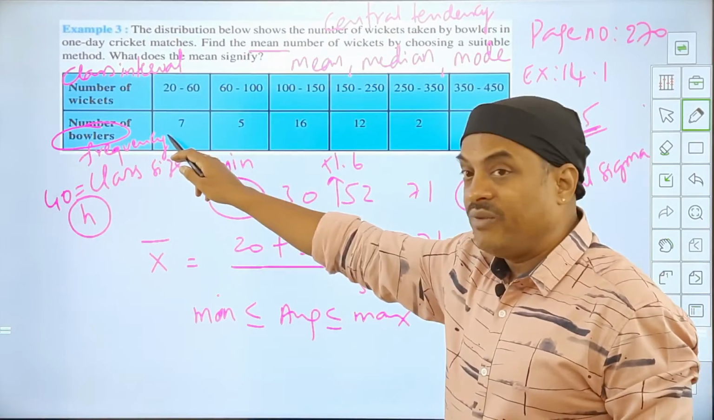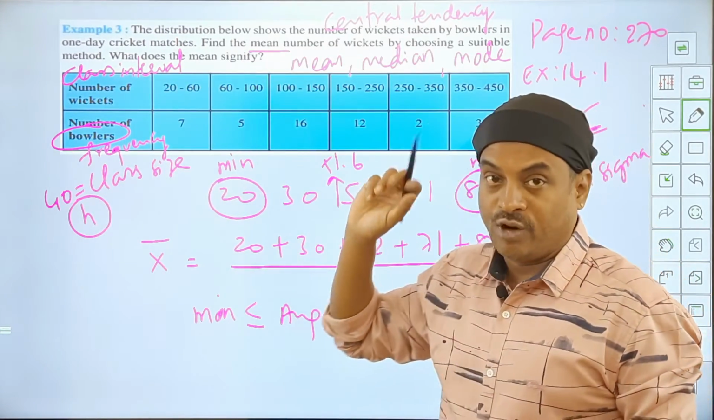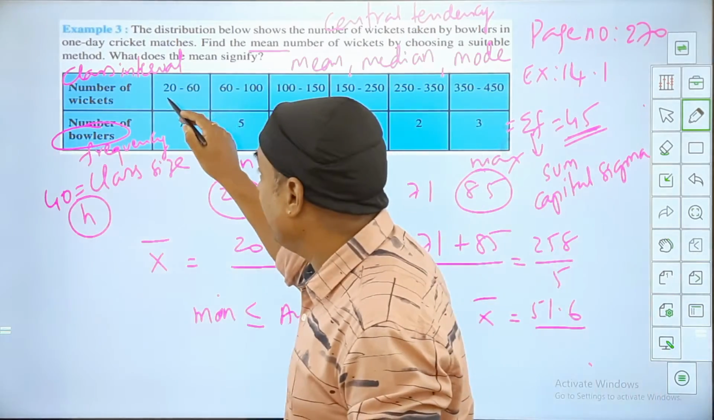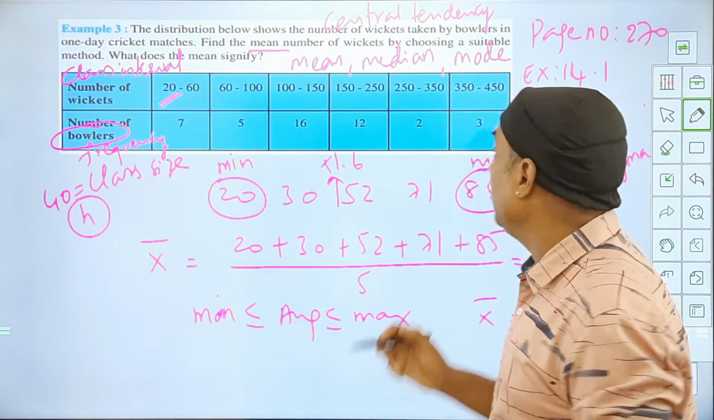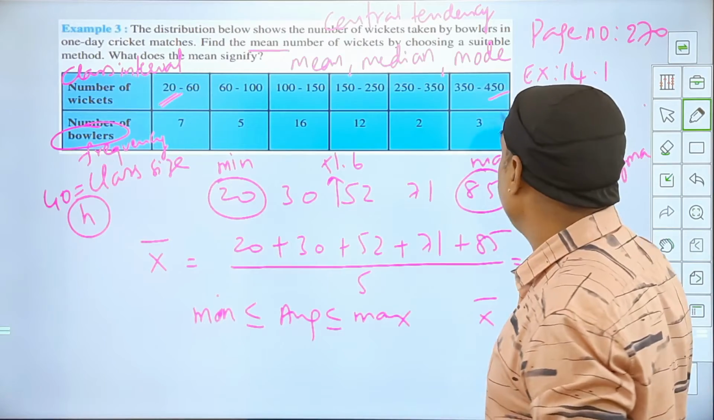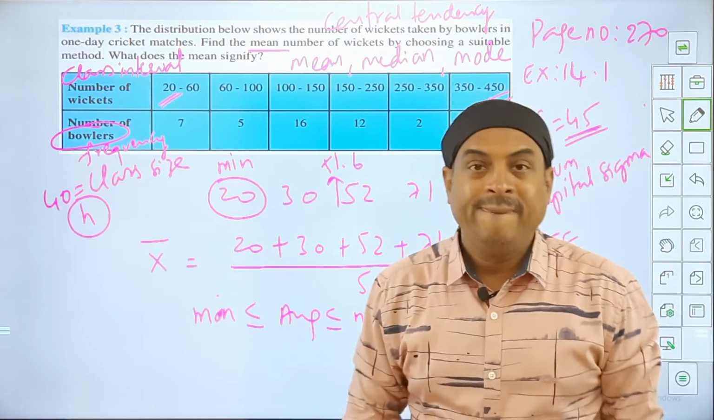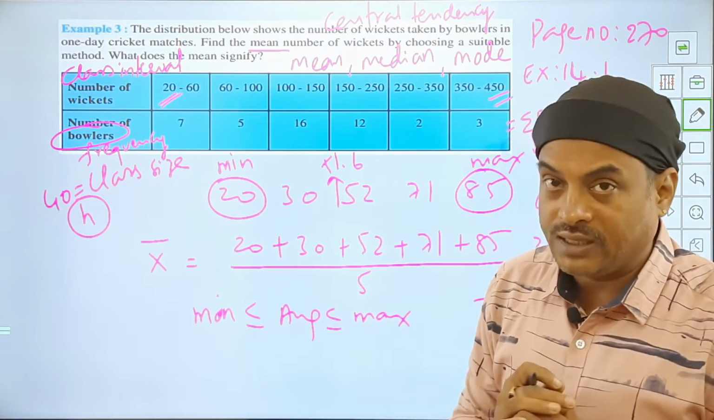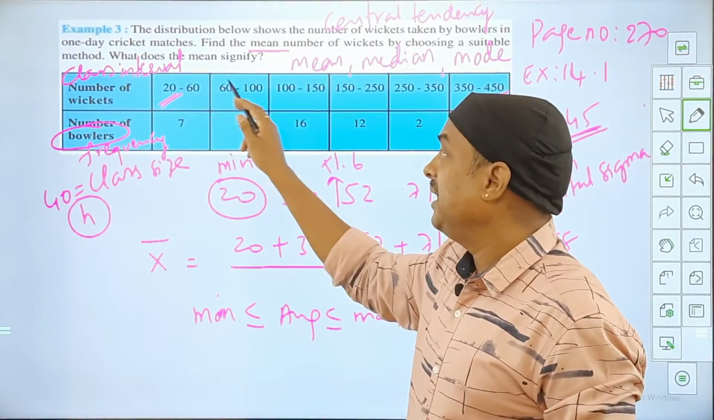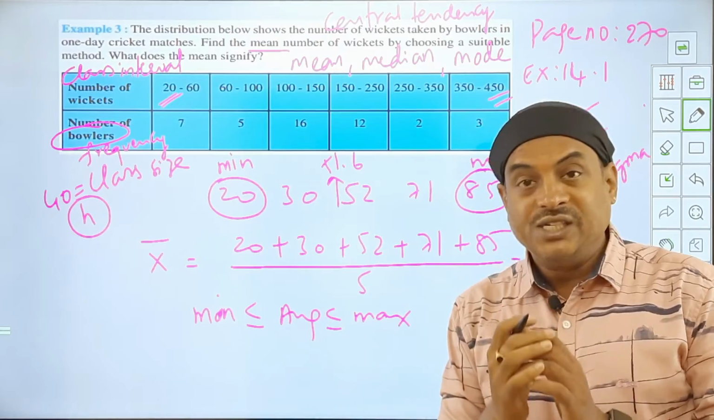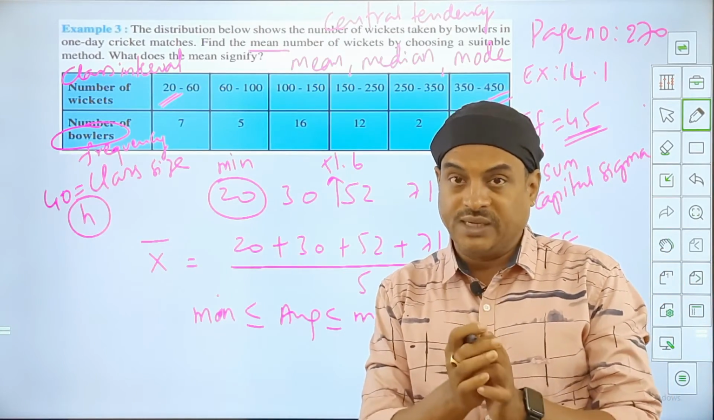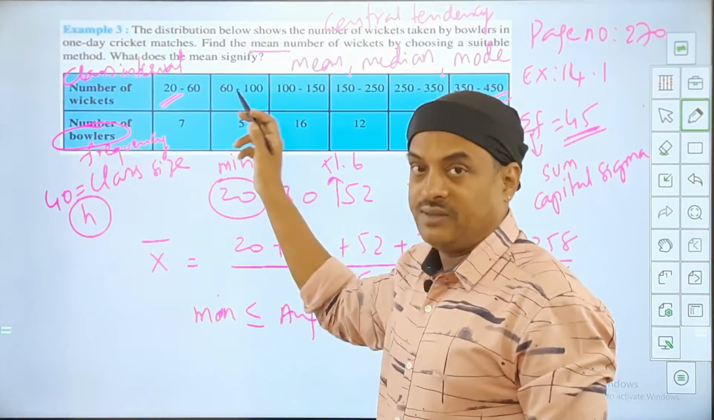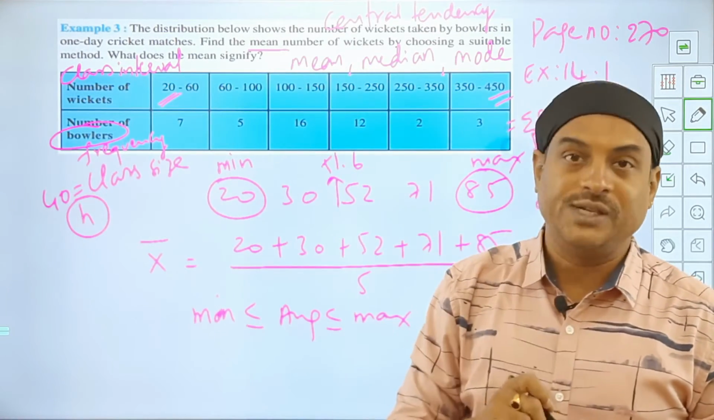So we have a minimum value and a maximum value here, for the number of bowlers, and all that is kept. Here the minimum number of wickets is assumed to be 20 and the maximum number of wickets assumed to be 450. Now generally students ask me one common doubt here. Sir, here also we have 60 and here also we have 60. And imagine there is a player who has taken 60 wickets. So where does he fall? Will he fall in the first or the second? This is a very important question and a very good question also.